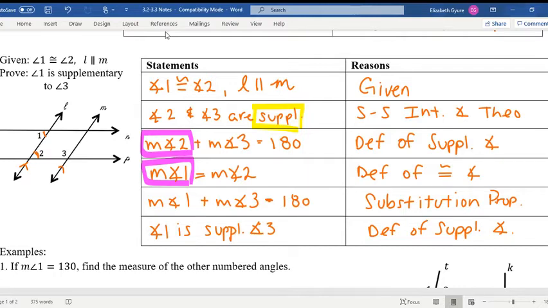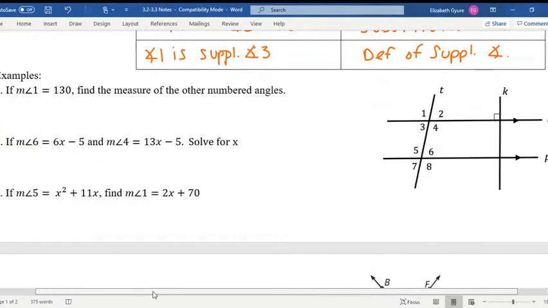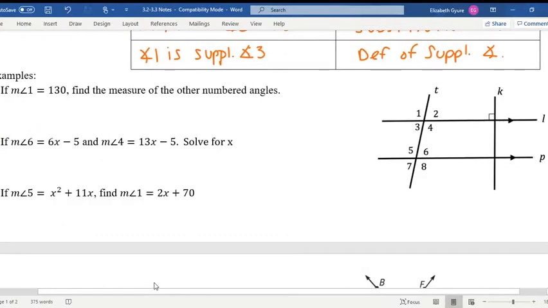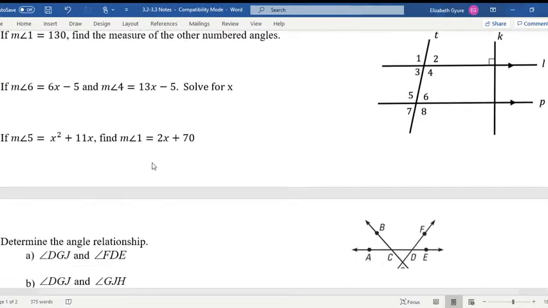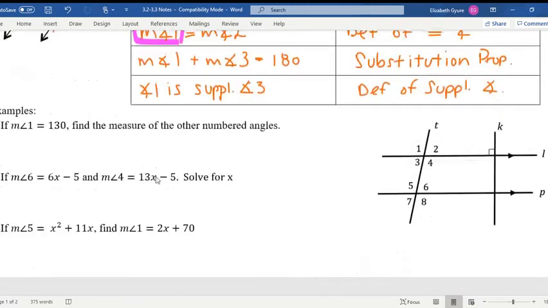No? Okay. All right. Couple examples here. This first one, I've given us a pretty basic picture to start with. And then if you look at the back, we've got a little bit more of a complicated picture going on. So for this first example, it says if the measure of angle 1 equals 130, find the measure of the other numbered angles. So we are given that the measure of angle 1 is 130.